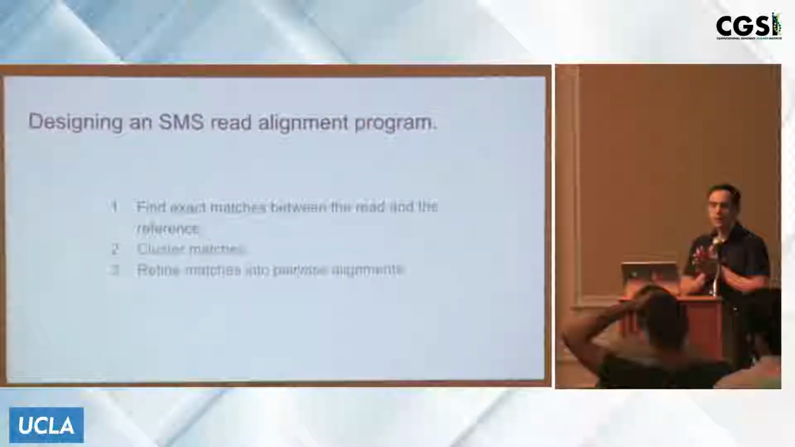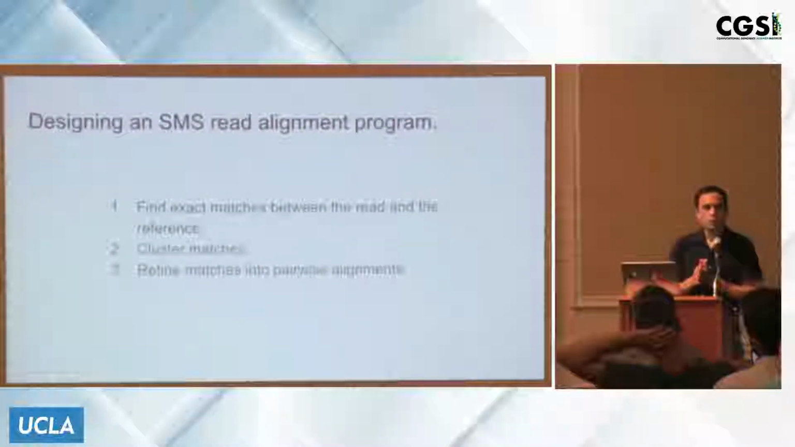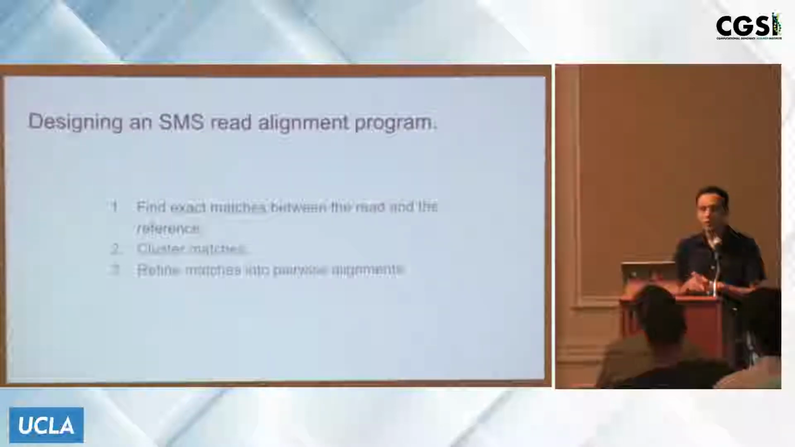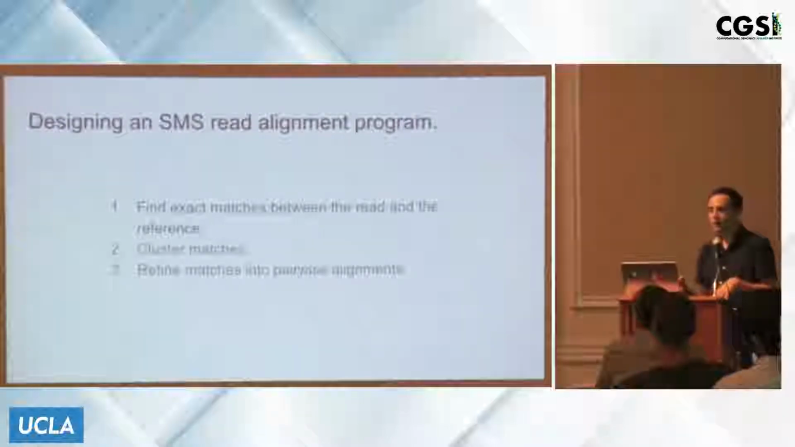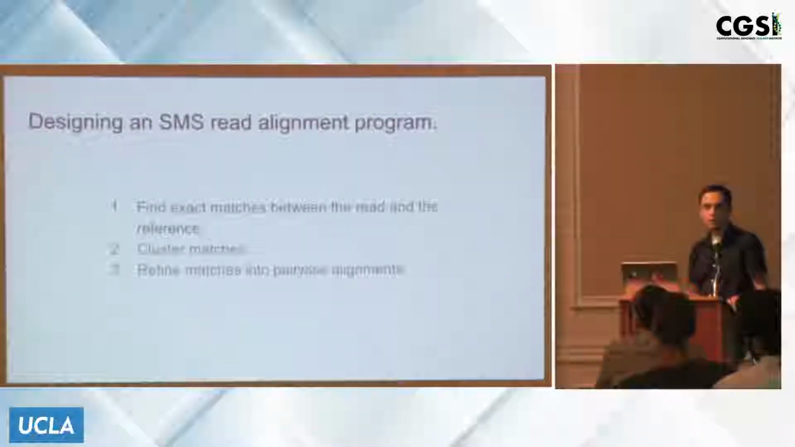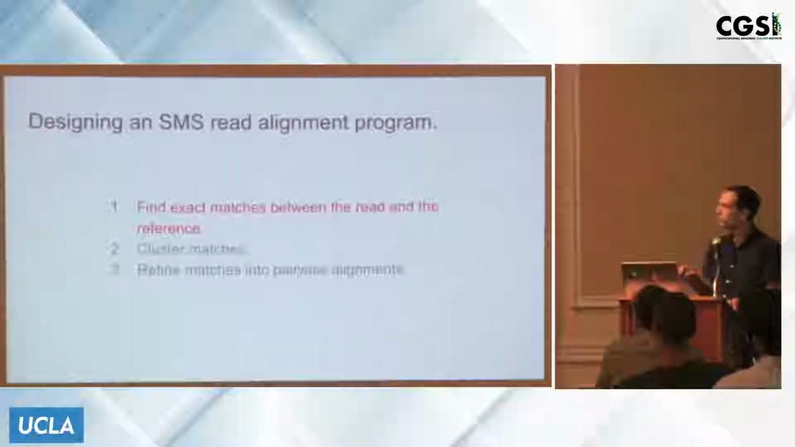If we're going to design an efficient single molecule sequencing read alignment program, it's probably going to be based on something very similar to what's been developed before, such as the BLAST or BLASTZ alignment. What we'd like to do is find exact matches between the read and the reference, cluster these matches, and then refine them into pairwise alignments. Today I'll just talk about that first step, finding exact matches between the read and the reference.